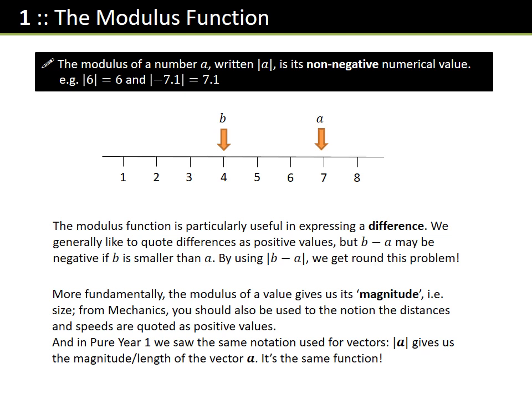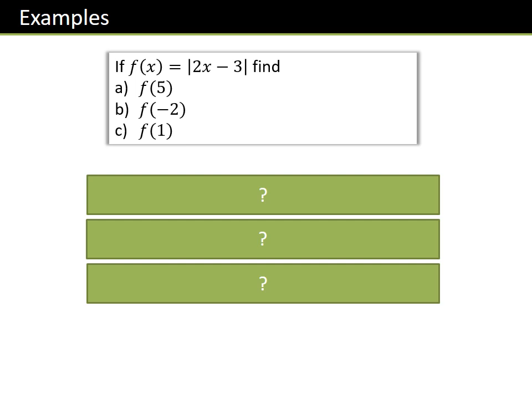So we use exactly that same notation. This notation here gave us the magnitude or the length of a vector. So let's do a couple of examples. So here I've got f of x is the modulus of 2x minus 3, and I want you to find f when x is 5, x is minus 2, and when x is 1. Stop, just scribble down the answers now. Thank you.